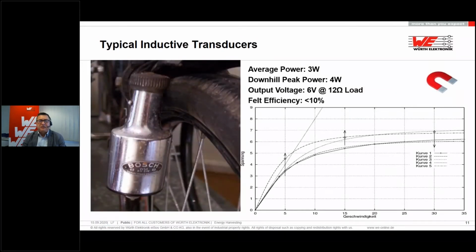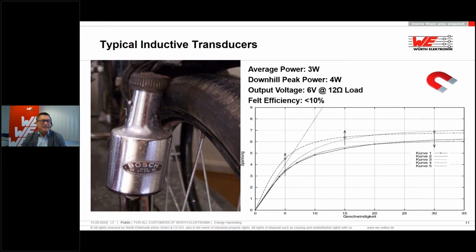The first harvester that you ever used, if you rode a bicycle, was your dynamo. When you clicked this quite heavy old dynamo onto your bicycle, you were already doing energy harvesting. Maybe you were not aware of that, but that was maybe the first harvester you used. Okay, efficiency was less than 10%, and you already felt that your bike was not so fast and you had to push this additional power. But in the beginning it was the first harvester.